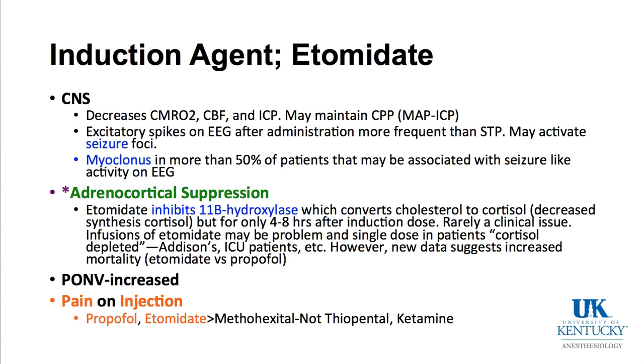What happens in the brain? Both blood flow and metabolism go down just like propofol, but they maintain mean arterial pressure. Etomidate has very little effect on the cardiovascular system, so MAP does not drop while ICP does, and so cerebral perfusion pressure, MAP minus ICP, is actually maintained. You can get activation of seizure foci in the brain with etomidate, and when you're doing seizure surgery, supplementing your anesthetic with etomidate or low-dose infusions of etomidate can actually make it easier to map out foci in some patients.